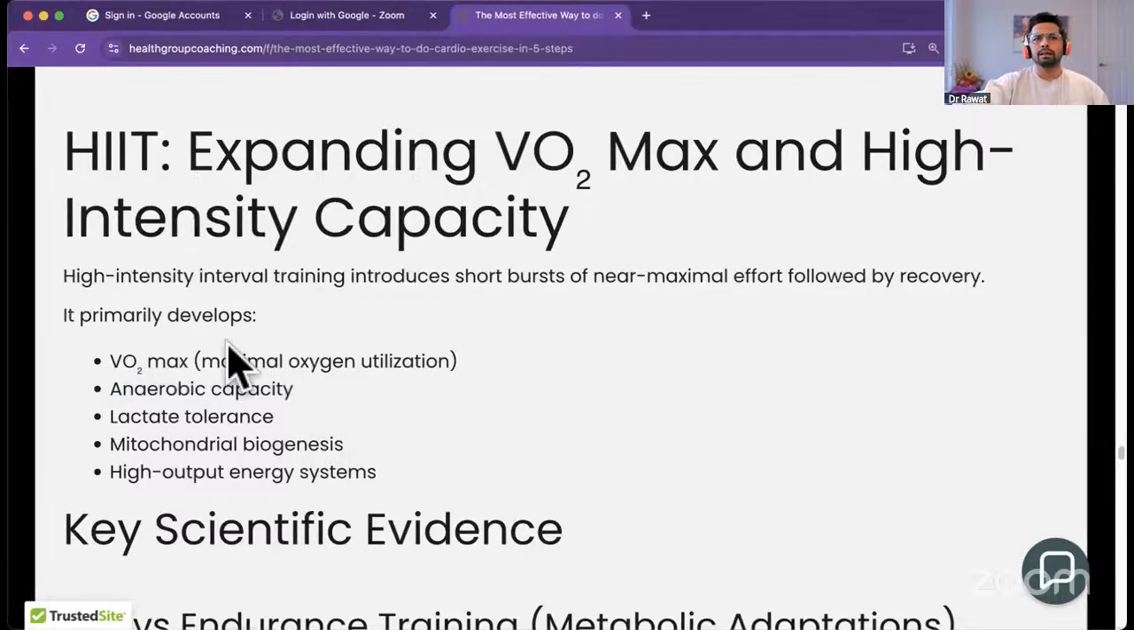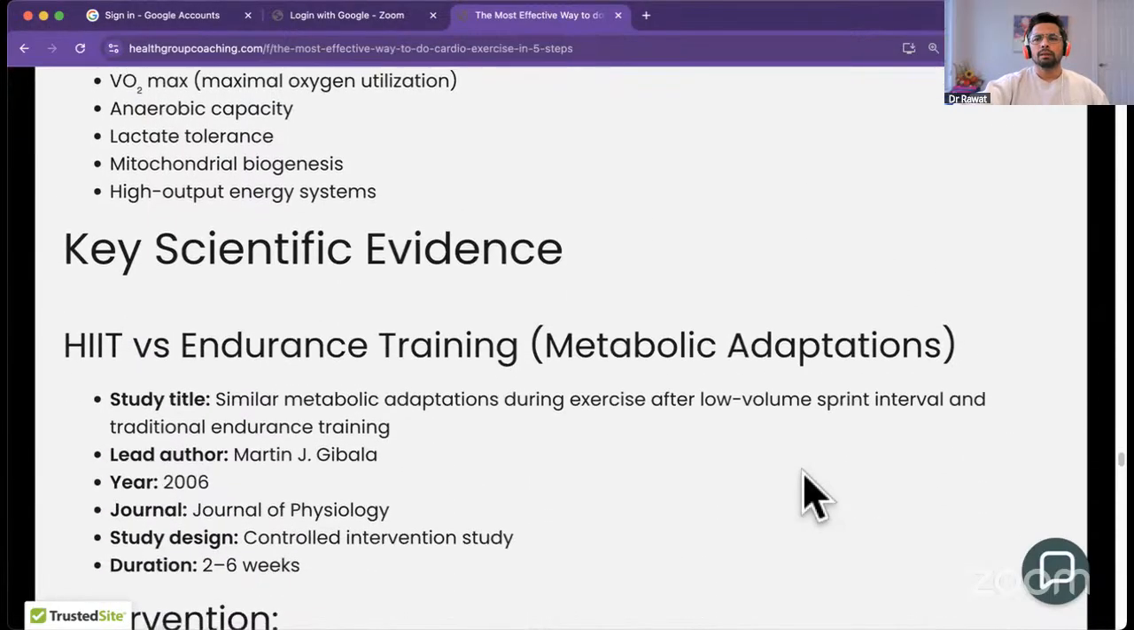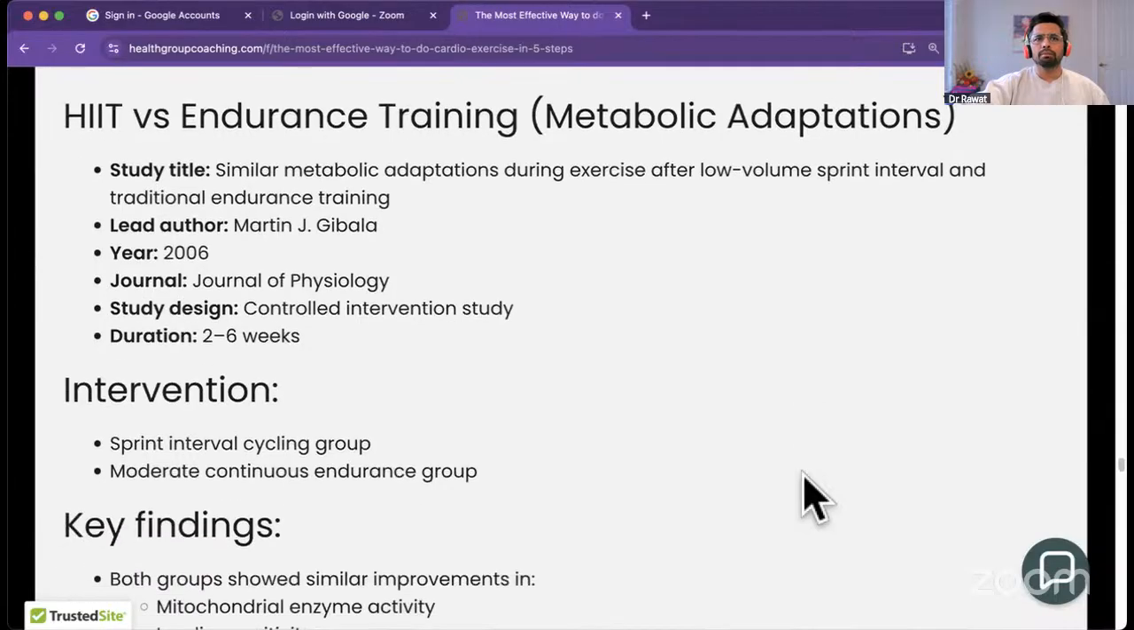The more high intensity exercise you do, the more tolerant your body becomes to lactate. You produce more mitochondria, which are the energy cells of your body, and you also make your high output energy systems more efficient by doing this. This was a nice study done by Martin Gibala.